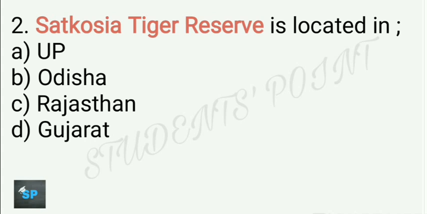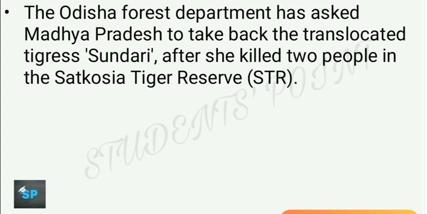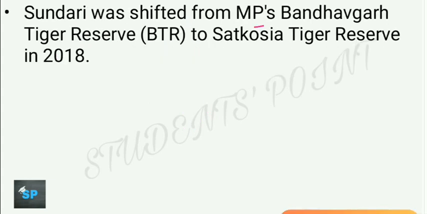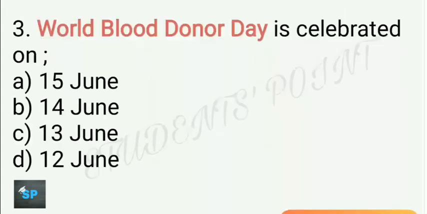The next question now. Satkosia Tiger Reserve is located in, so it is located in Odisha. So here B is the right answer. This Satkosia Tiger Reserve was in news recently because Odisha's forest department has asked MP to take back the translocated tigress Sundari after she killed 2 people in Satkosia Tiger Reserve. So the name of this tigress was Sundari, who killed 2 people in Satkosia Tiger Reserve. And this Sundari was shifted from MP's Bandhavgarh Tiger Reserve to Satkosia Tiger Reserve in the year of 2018.